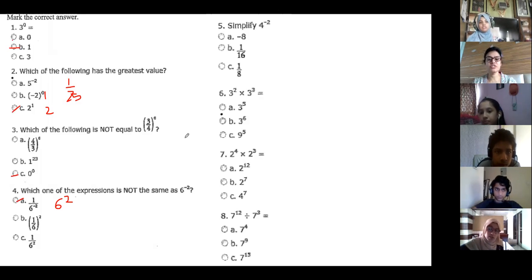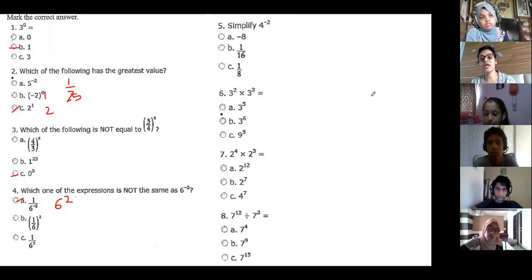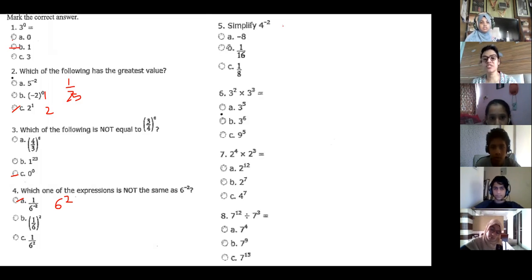Okay, next question. Simplify 4 raised to minus 2. Now you tell, Amina, what is 4 raised to minus 2? And then I'll ask Safia also. How will you make it positive? It will be 1 by 4 square, correct. So what is 4 square? It will be 16. 1 by 16, right? So the answer is B.